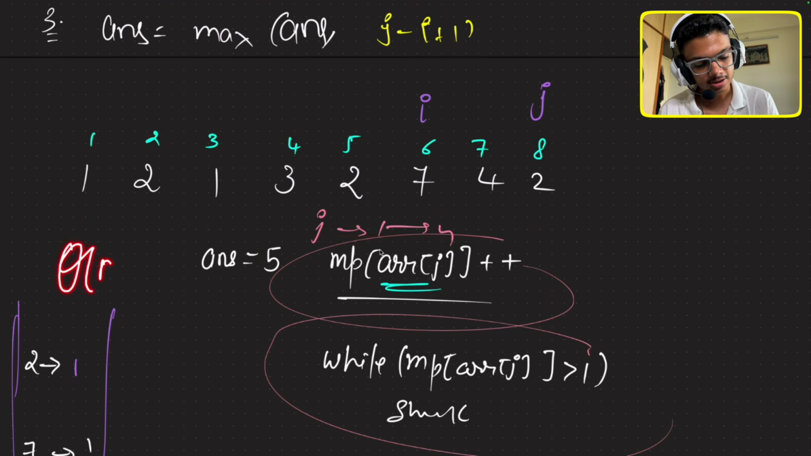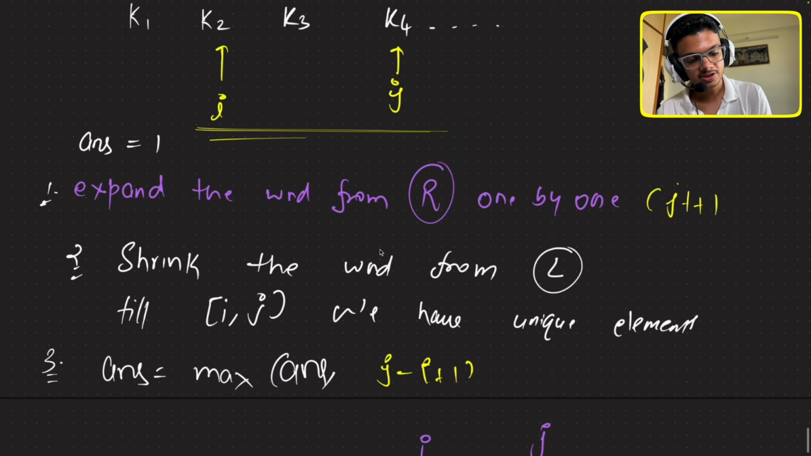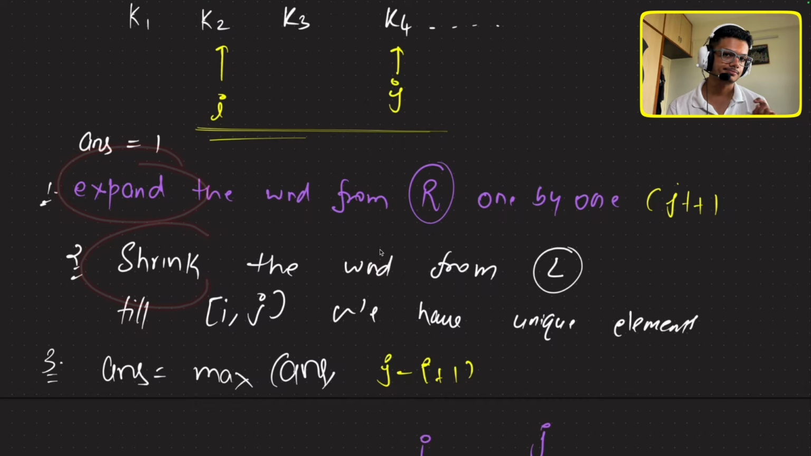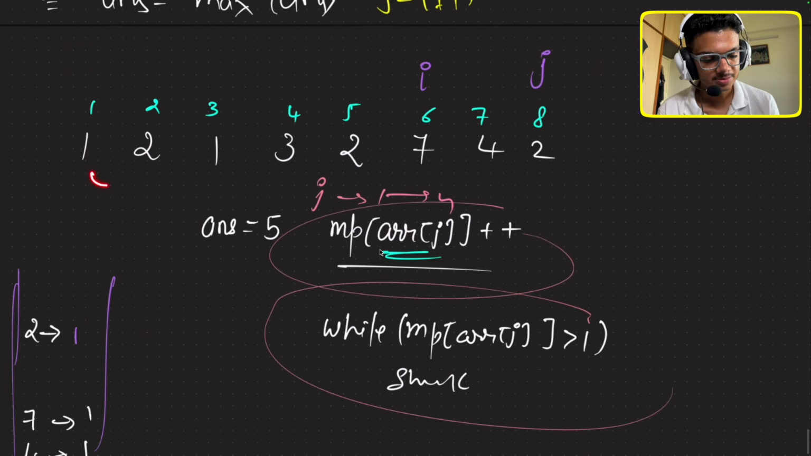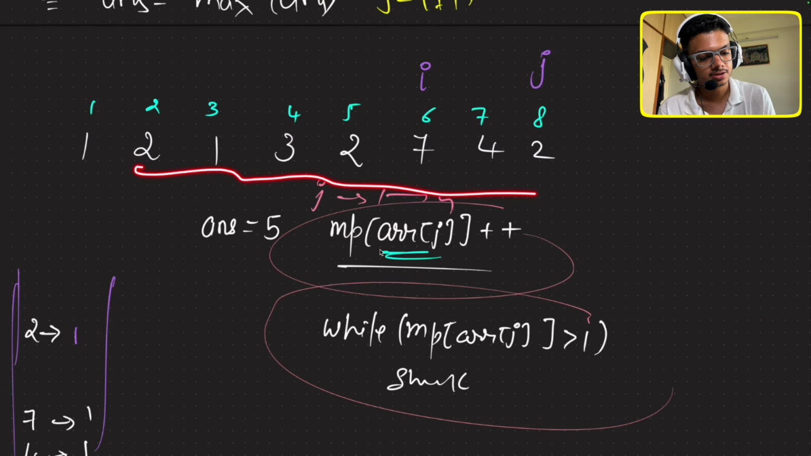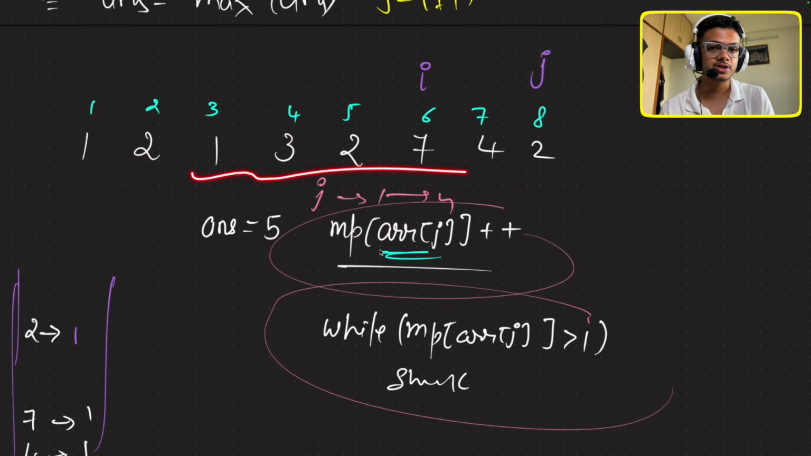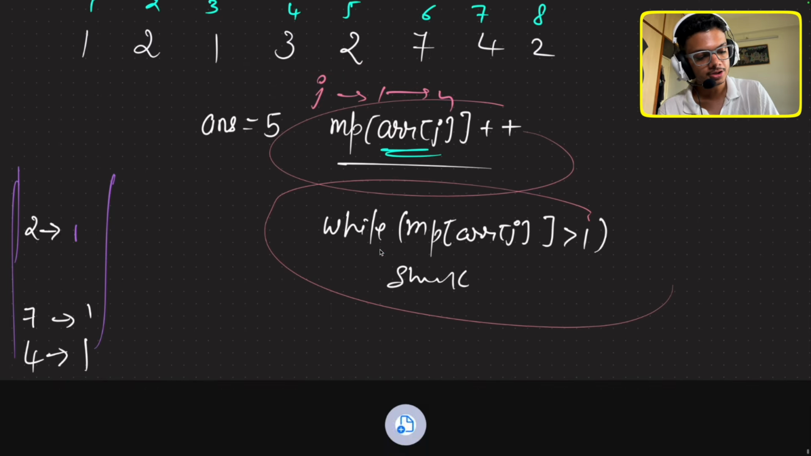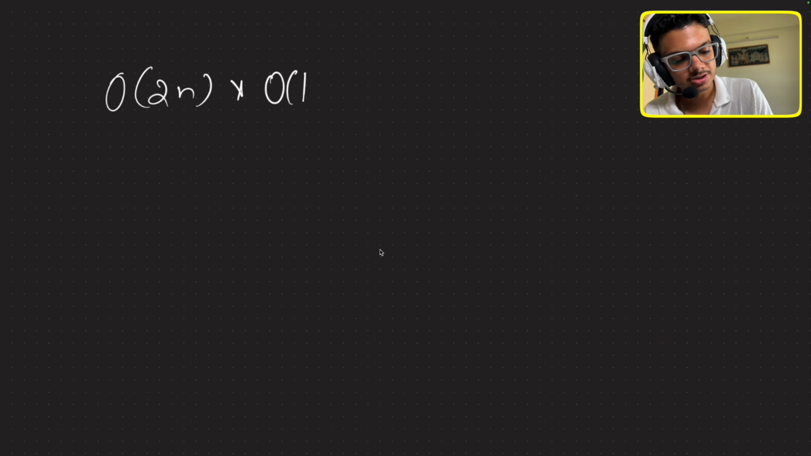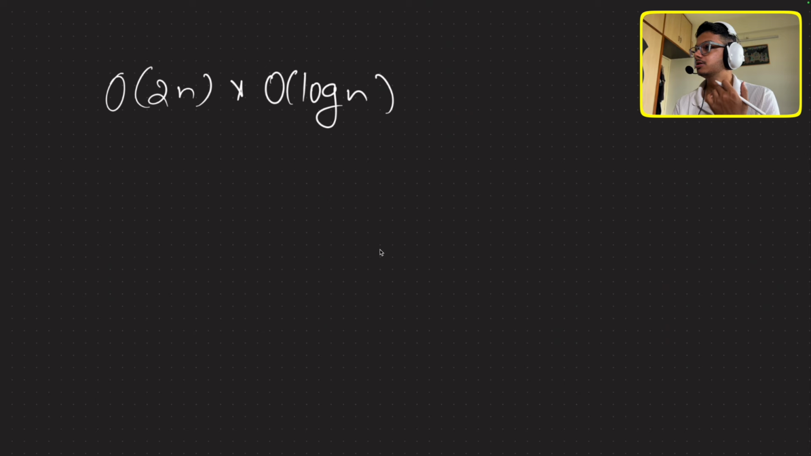So definitely we are doing order of n operations there, and in each operation we are either expanding or shrinking, right? So we are either adding something to the map or removing something from the map. When j moves, we add something to the map. When i moves, we remove something from the map. But all in all there are no more than order of 2n operations, right? And each one of those operations is either a map deletion or map insertion, which costs log n, the size of the map. So the time complexity turns out to be n log n, right?